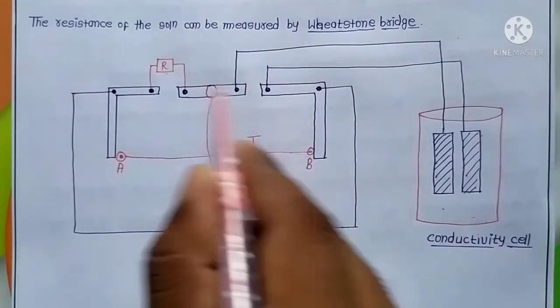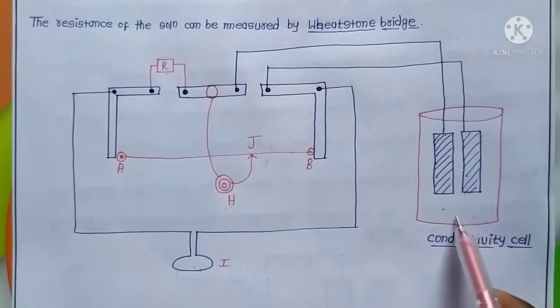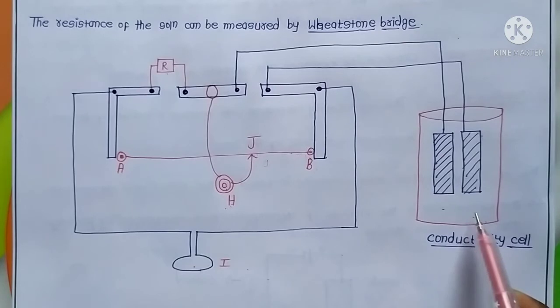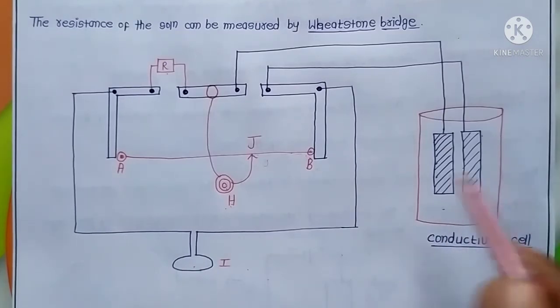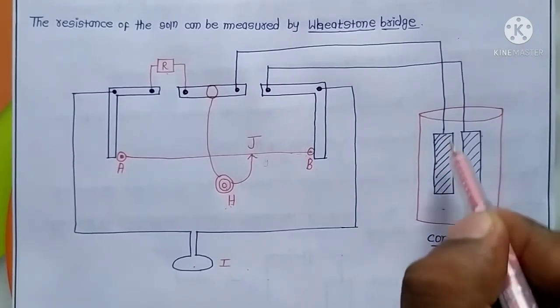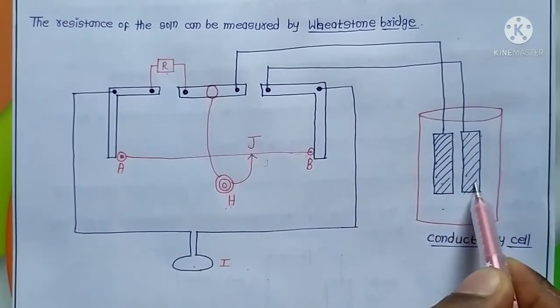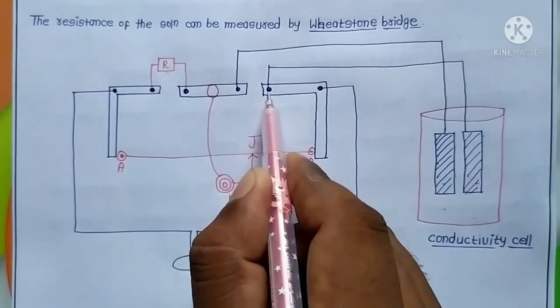This is the block diagram of the Wheatstone bridge. The solution whose conductivity has to be determined is placed in a cell which is called a conductivity cell. And we know that the conductivity of the solution mainly depends upon the temperature. So it is necessary to keep the temperature constant throughout the experiment, and this can be done by placing this conductivity cell over a thermostat. Now the two electrodes are placed inside this electrolytic solution, one is the anode, another one is the cathode, which is connected to a Wheatstone bridge.